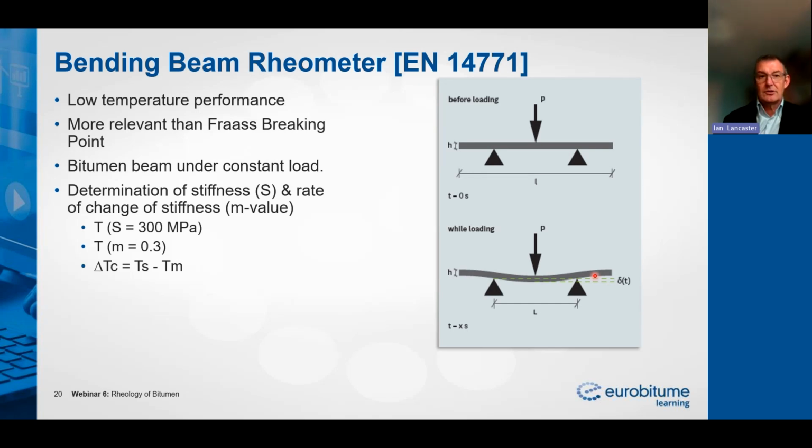There are 2 things that we tend to take away typically from that. Firstly is what we call the critical stiffness, and that's the temperature at which the binder achieves a stiffness of 300 megapascals, and what's called the M value. The M value is a measure of the rate of change of stiffness with time, and we also report the temperature at which the M value is 0.3. We can calculate another parameter from that which is delta TC. That is the difference between the critical stiffness temperature and the temperature at which the M value equals 0.3.